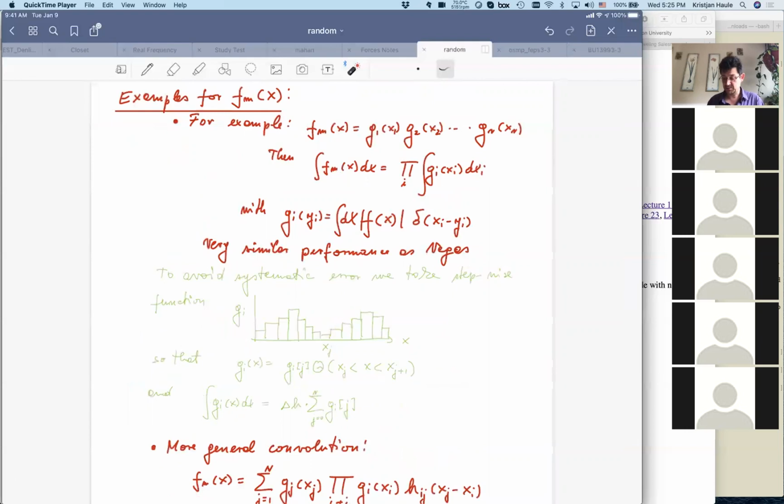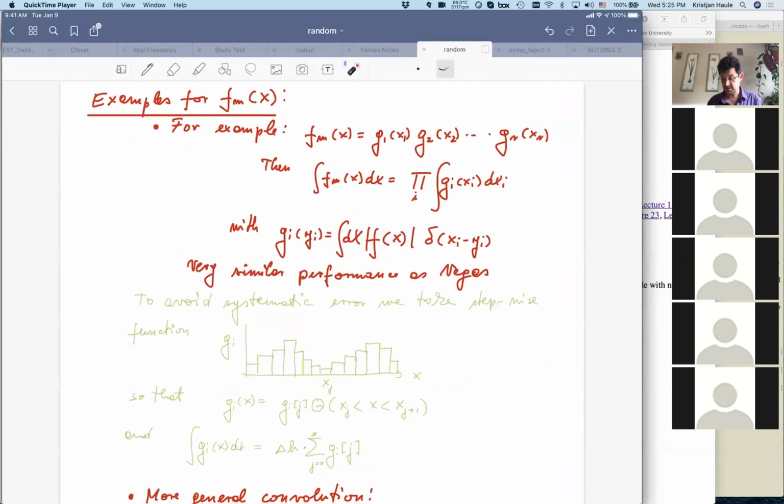One choice is to do the same as in Vegas algorithm. We just choose that this function is a product function, where this x has lots of components, x1, x2, xn, and then for each component we choose some unknown function, which is basically just a projection of the absolute value of the function to all the x's.